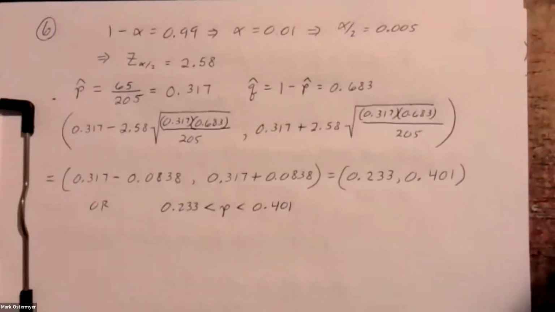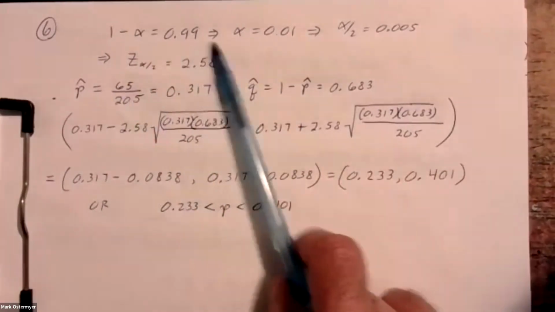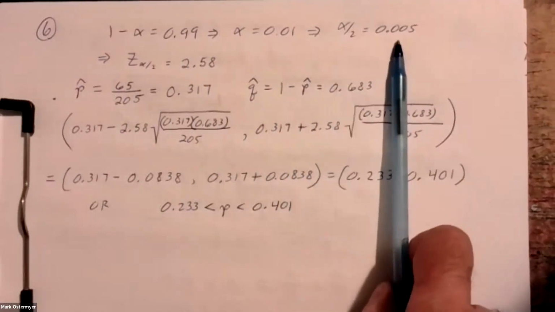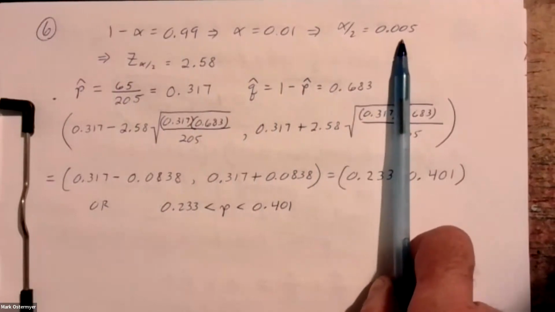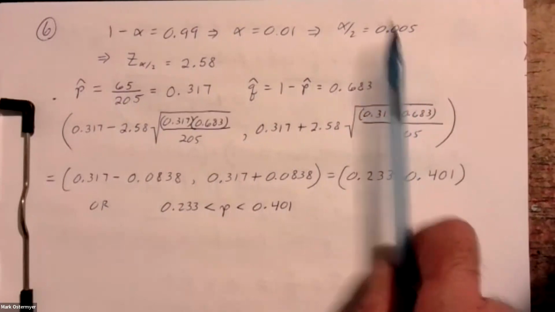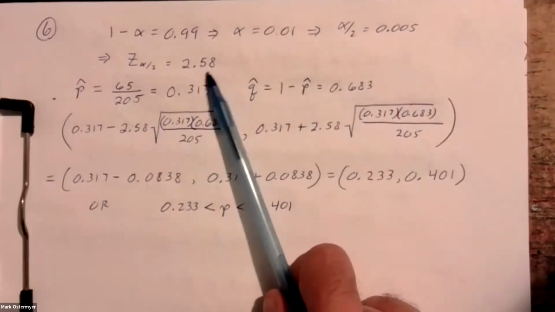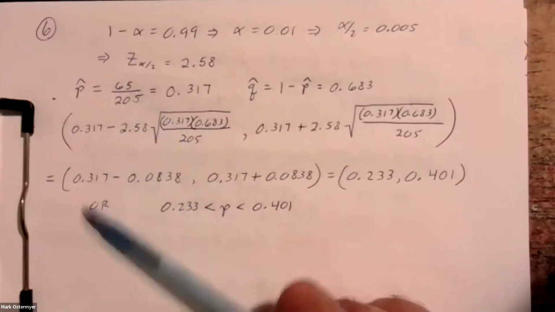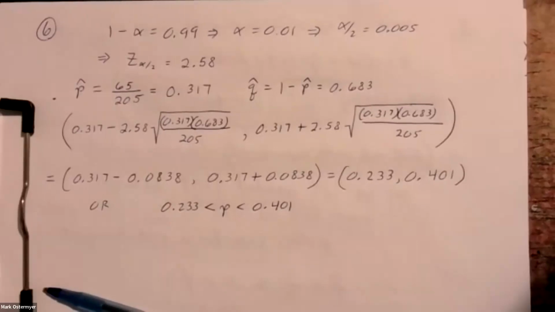All right, so for number 6, we're building a 99% confidence interval, which means alpha is 1%, and 1% divided by 2 allocates an area of 0.005 in the lower and upper tail of the standard normal distribution, which if you use your inverse norm function and cite this as the area to the left of the critical z value you want to find, you'll get a critical z value of 2.58. P hat of 205 students surveyed, 60, what was it, 68?